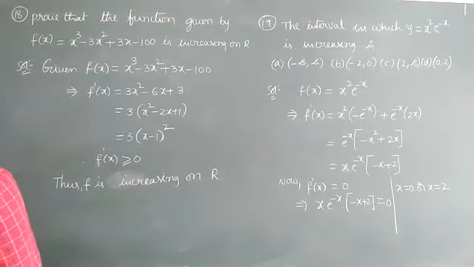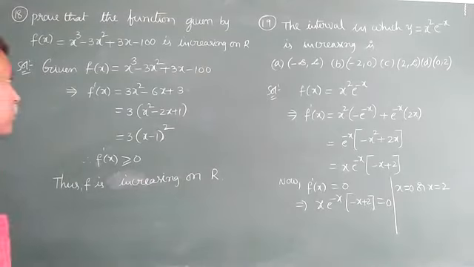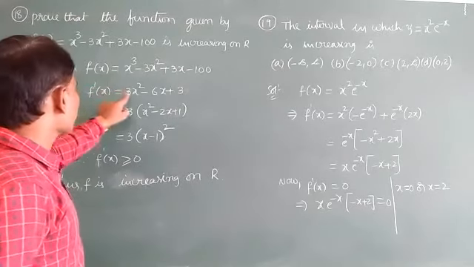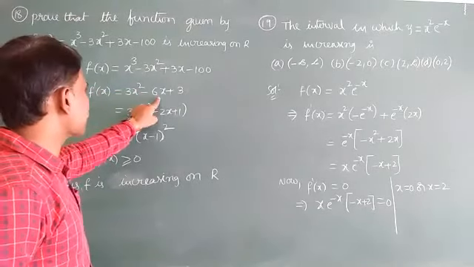Students, next, 18th one. Prove that the function given by f of x is equal to x cube minus 3x square plus 3x minus 100 is increasing on capital R. Capital R means the real number line. Given f of x is equal to x cube minus 3x square plus 3x minus 100. If you differentiate this function, you will get 3x square minus 6x plus 3.